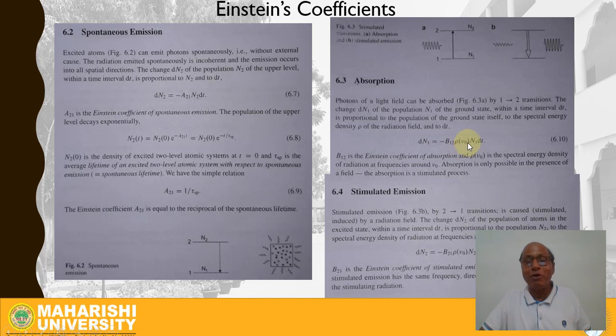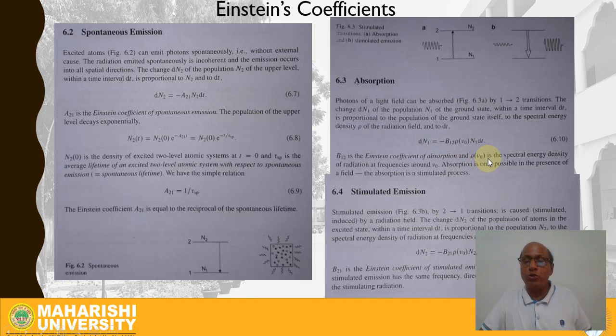Because rho nu 0 is the incoming radiation at a transition frequency nu 0. This absorption is taking place because of this incoming radiation, the spectral energy density radiation. So dN1 equal to minus B12 rho nu 0 N1 dt. Now B12 is the Einstein coefficient of absorption, right?